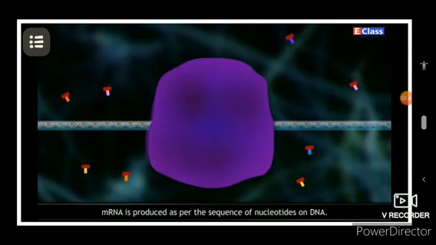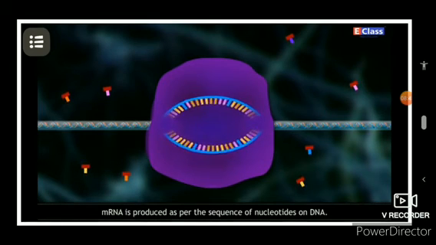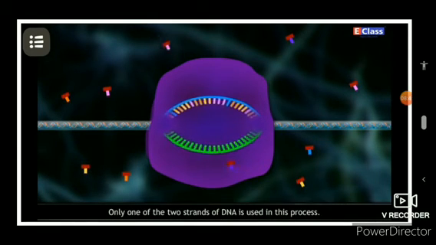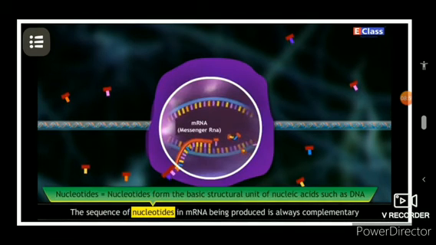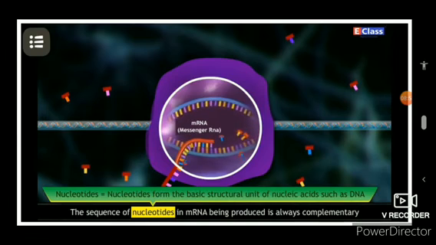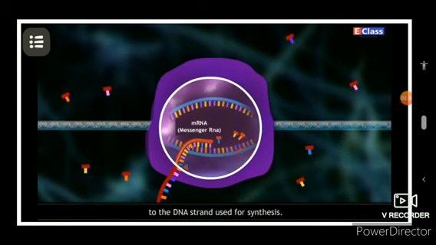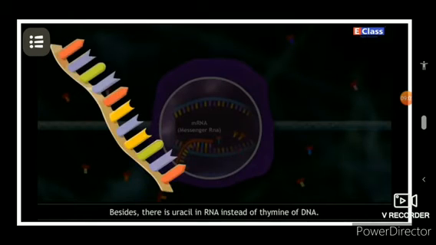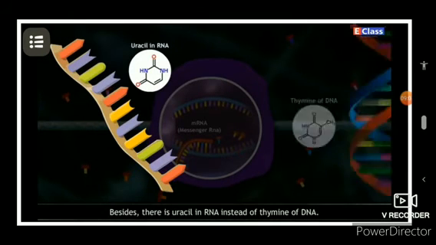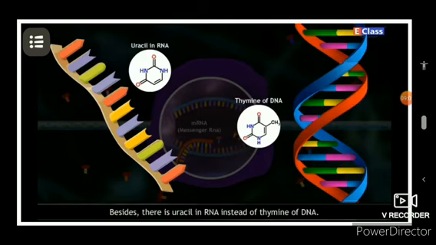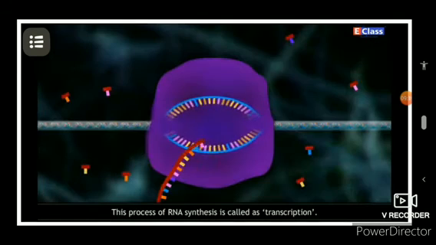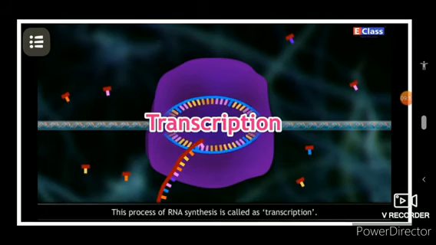mRNA is produced as per the sequence of nucleotides on DNA. Only one of the two strands of DNA is used in this process. The sequence of nucleotides in the mRNA being produced is always complementary to the DNA strand used for synthesis. Besides, there is uracil in RNA instead of the thymine of DNA. This process of RNA synthesis is called transcription.